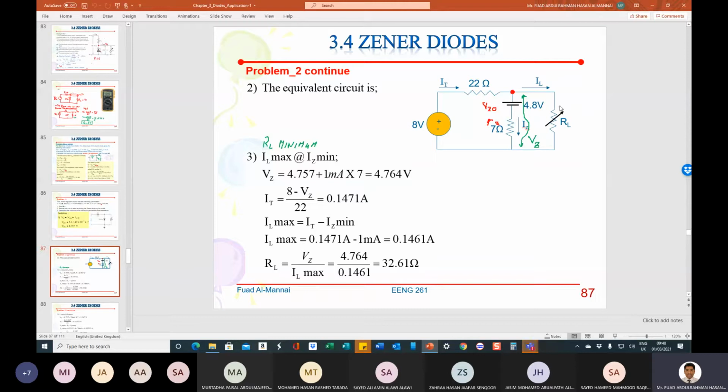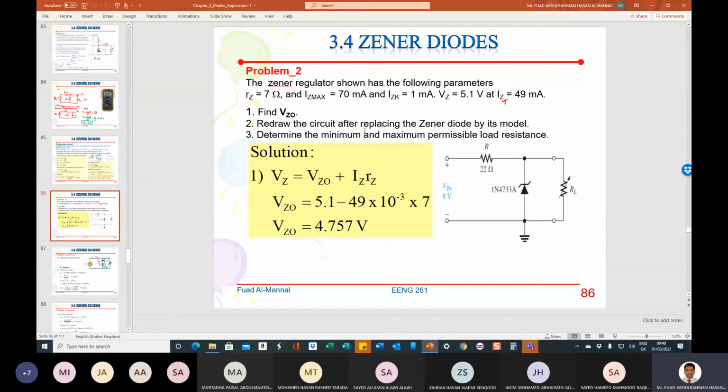Now over here I have RL, and IL will flow through RL. Over here IZ will flow through the Zener diode, and over here is IT. All right, now what does he want us to do? He wants us to determine the minimum and the maximum permissible load resistor.